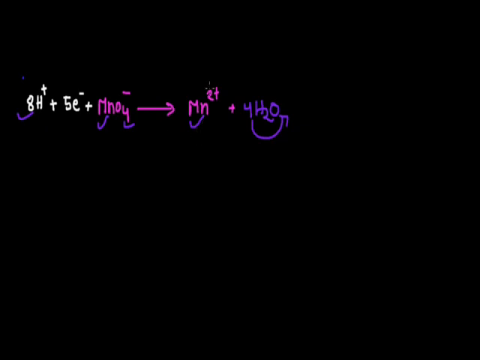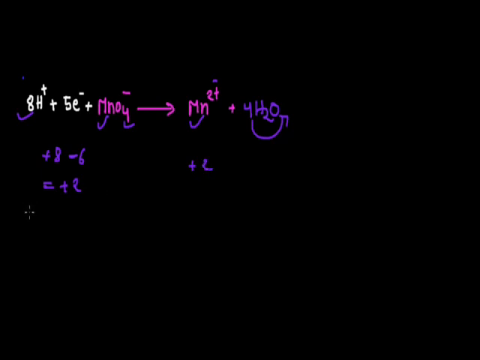Now the last is charge. Here the charge is plus 2. On the left hand side the charge is 8 plus and 6 minus, that becomes plus 2. Here the charge is plus 8 minus 6, that becomes plus 2, and here the charge is plus 2. So the reaction is completely balanced.